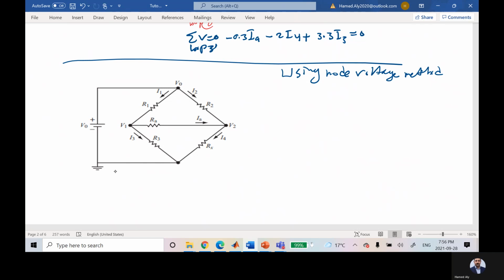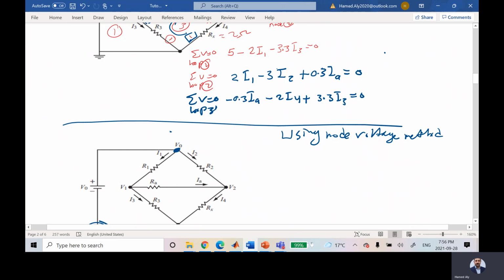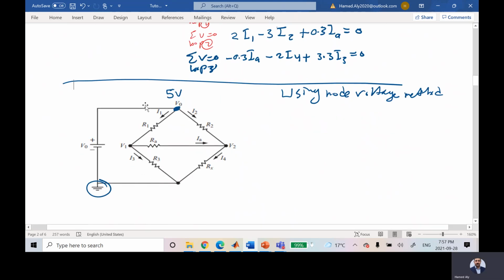So this is my reference, and this voltage is VO, which is given, I think it is 5. He gave it to me, which is 5. And I will say that this is node number 1 and this is node number 2. So I'll say summation I is equal to 0 for node number 1. So I will not talk about I1, I2, I3. Why? I don't need them.